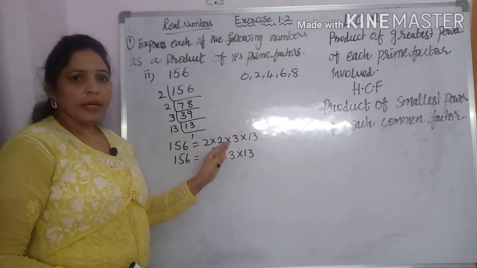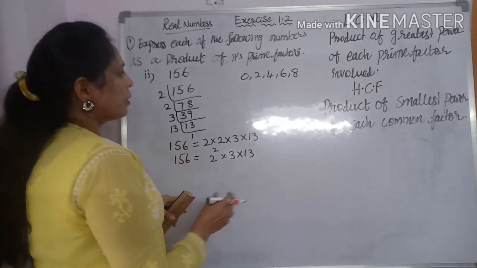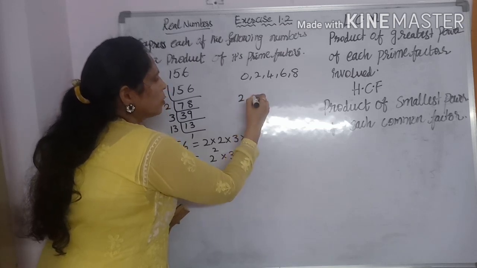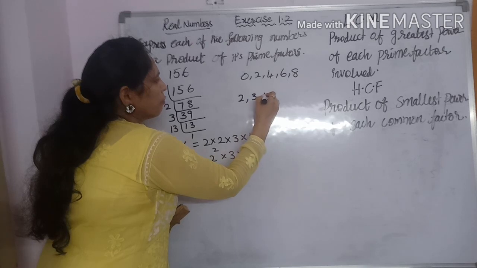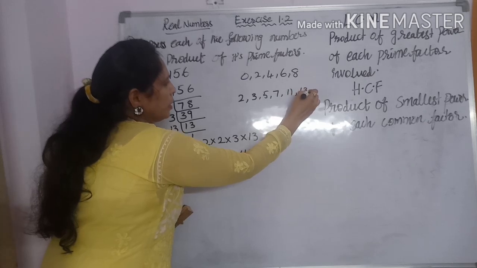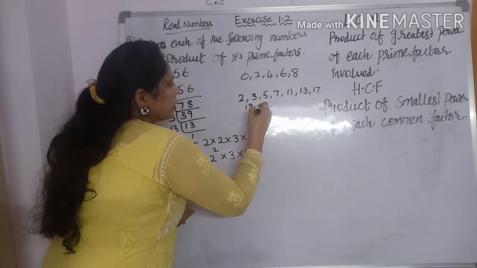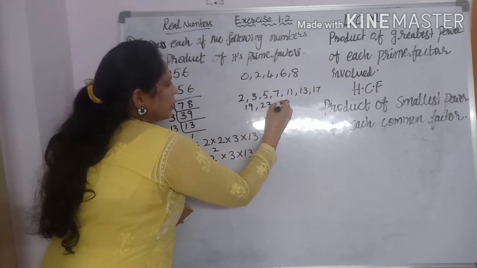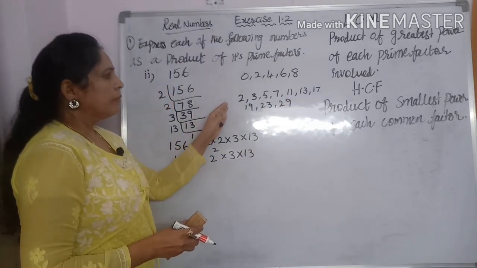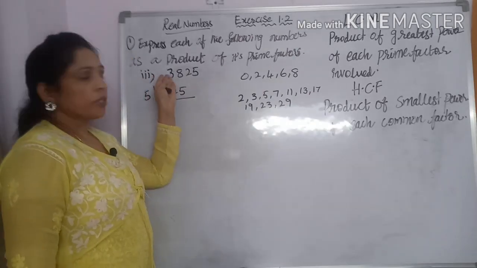So simple. Here you have to remember all divisibility rules. That's it. What are prime numbers? You have known prime numbers start with 2, 3, 5, 7, 11, 13, 17, 19, 23, 29. In the first bit, we have to use these. Clear? Let's move on to the next question.